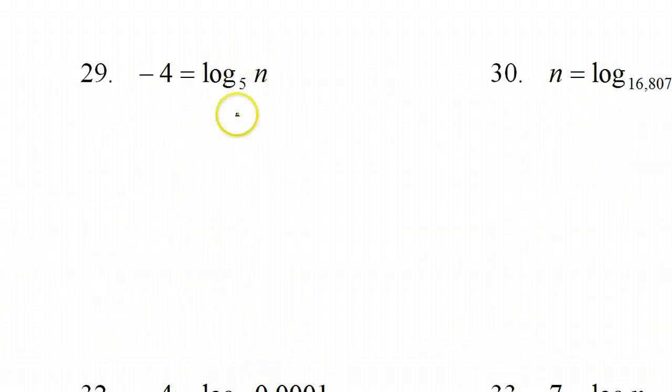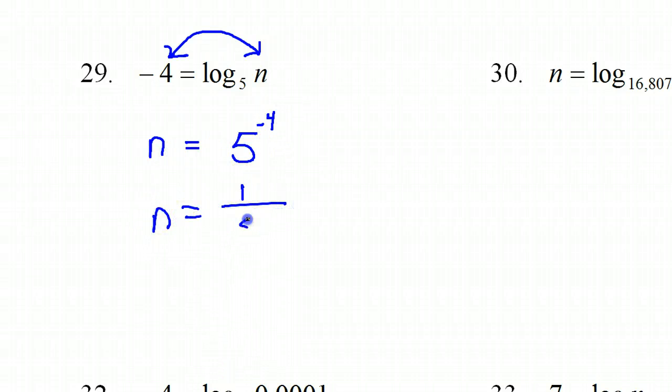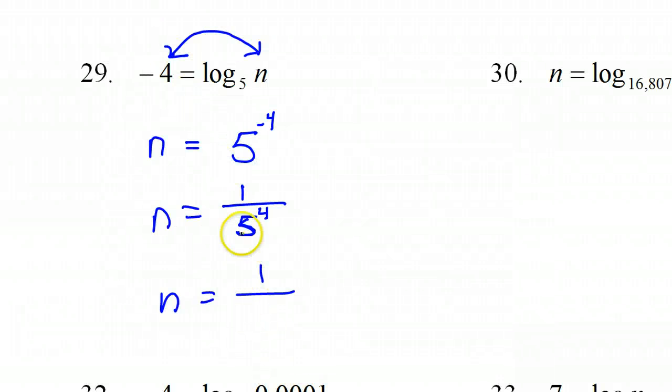Number 29. Start with your base. Drop that base straight down. Now these two guys are going to basically switch places. So it's going to be 5 to the negative 4 power equals n. Again, that negative just drops you down. So that's 1 over 5 to the positive 4 power. Let's see, 5 to the 4th power is 625. So this is going to be 1 over 625.